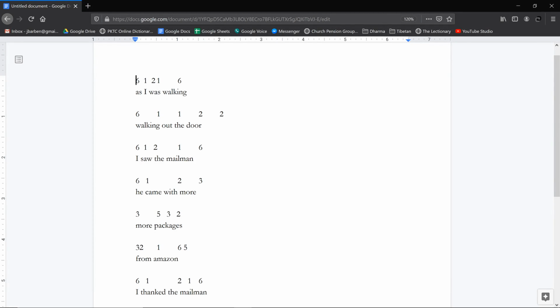I wrote a little story. So first, let's just read it. I also put the numbers above the words. This is one really easy way to write down your song so you can remember it.